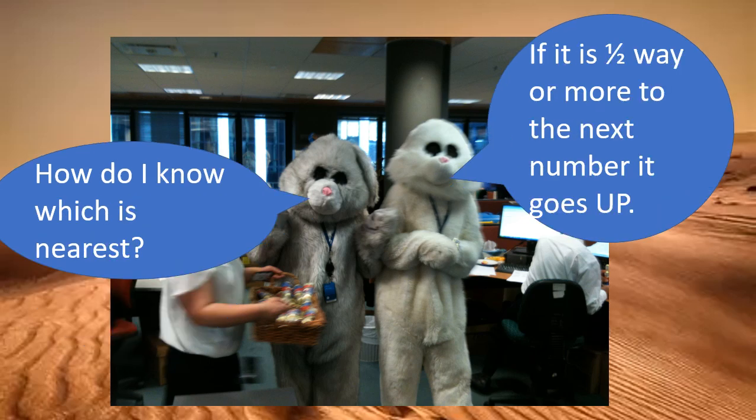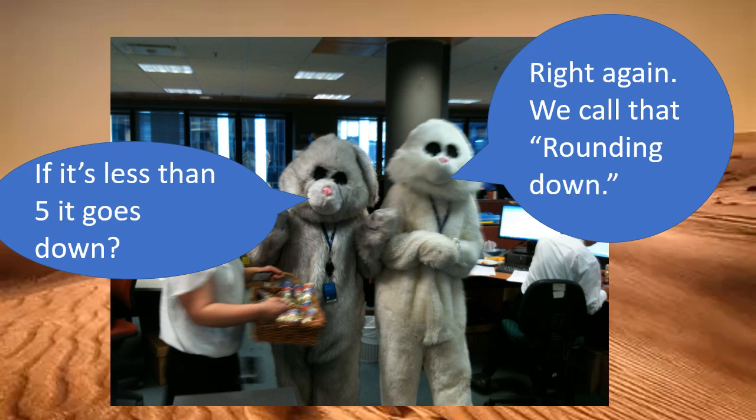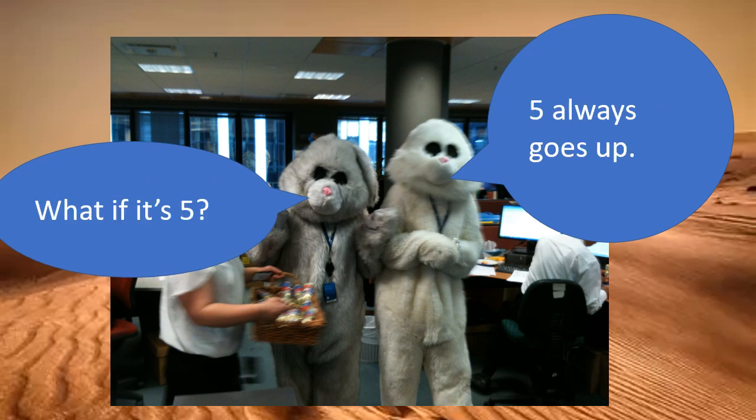How do I know which one is the nearest? Well, if it's halfway or more to the next number up, it goes up. So if it's 5 or more, it goes up. Yeah, you got it. We call that rounding up. If it's less than 5, it goes down. Right again. We call that rounding down. What if it's 5? 5 always goes up.